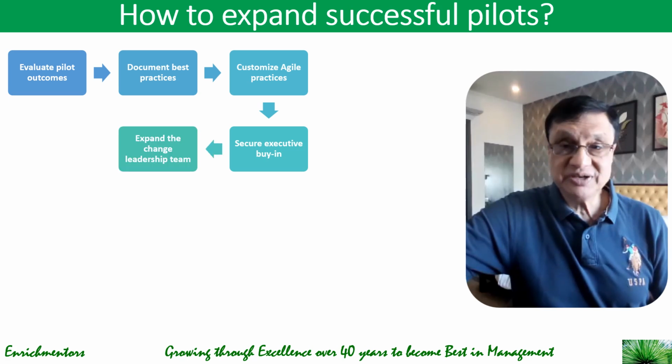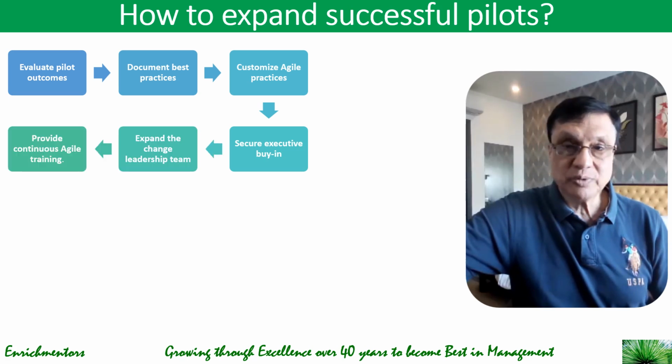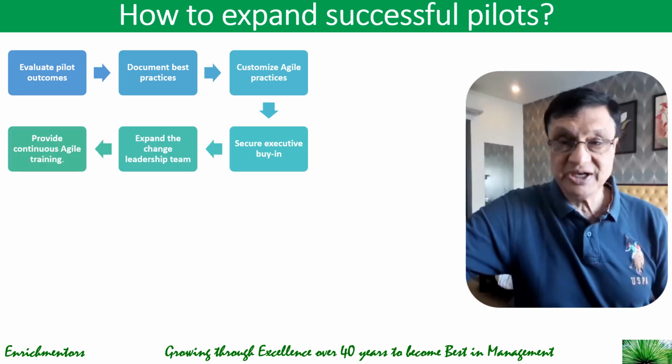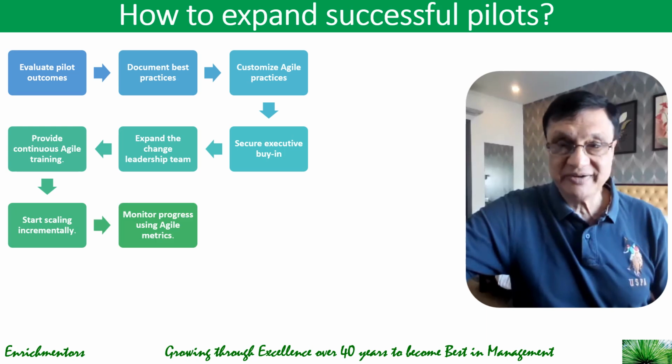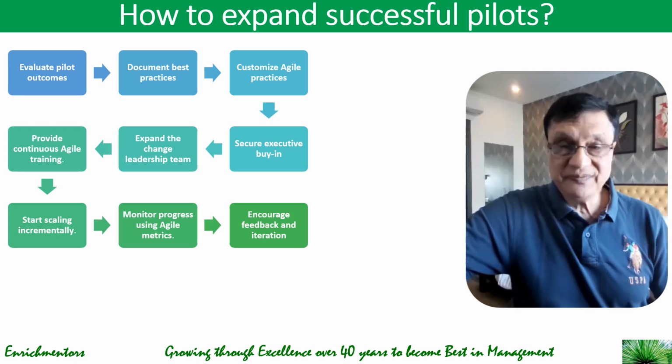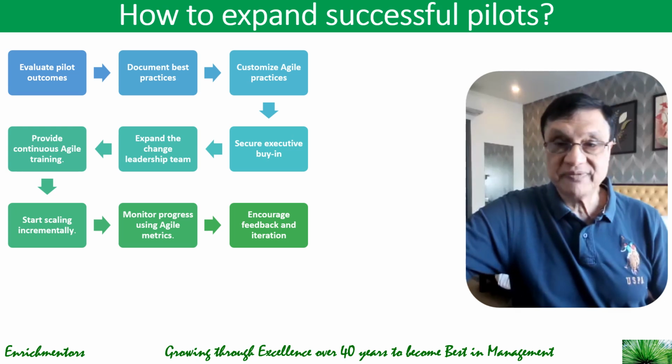Expand the change leadership team to guide scaling efforts. Provide continuous agile training to HR and other departments. Start scaling incrementally to ensure smooth transition. Monitor progress using agile metrics like time to hire, employee satisfaction, etc. Encourage feedback and iterations to refine processes as you scale.